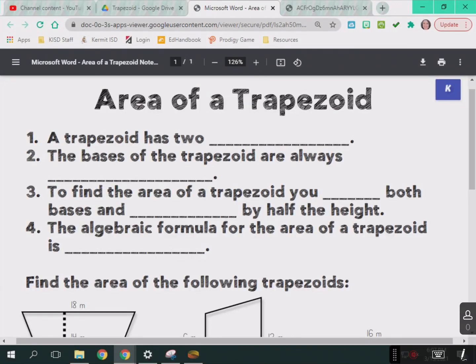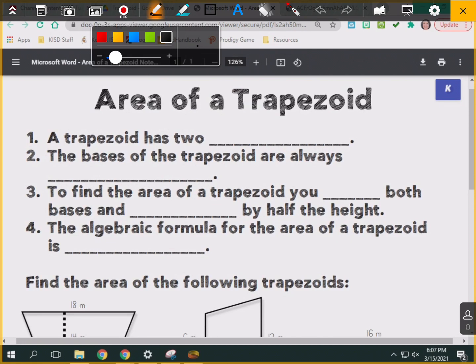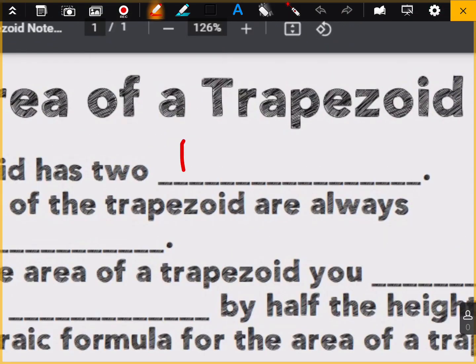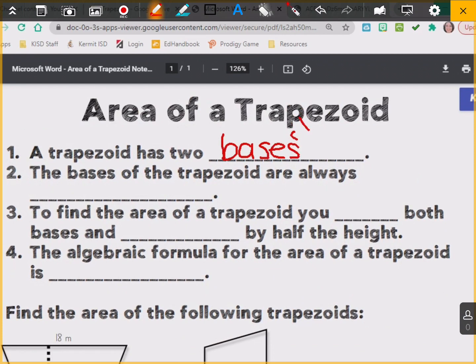All right, so let's go over how to find the area of a trapezoid. A trapezoid, the big difference is that it has two bases. So the trapezoid has two bases, which are made up from the parallel lines that are in the trapezoid.